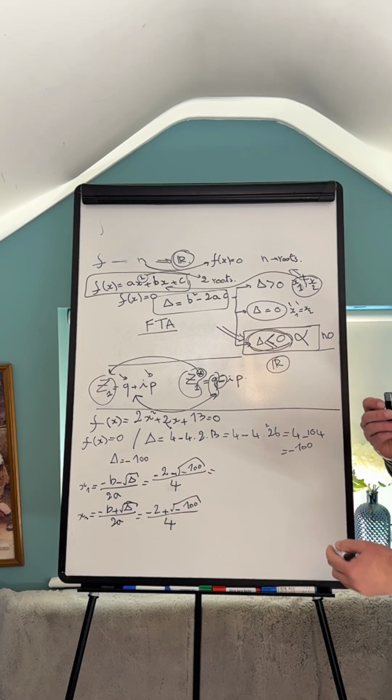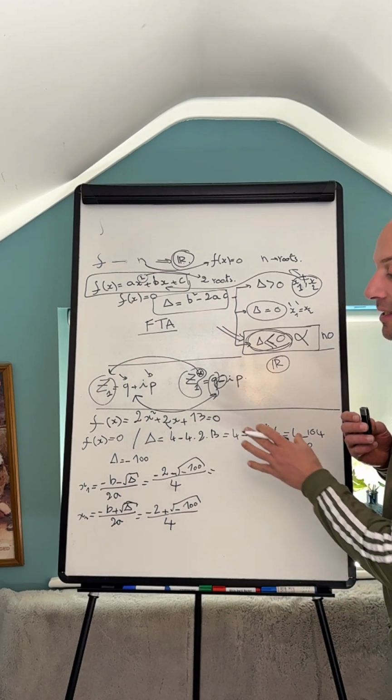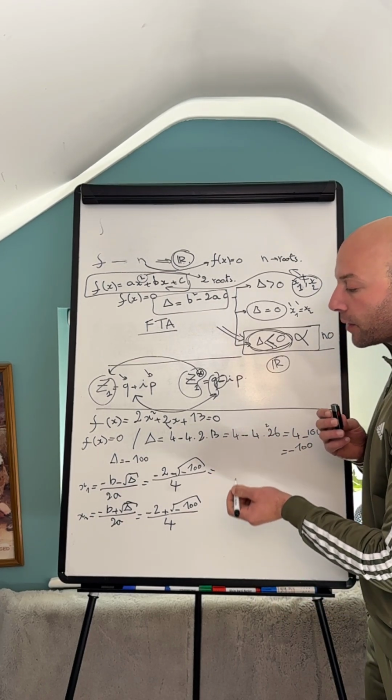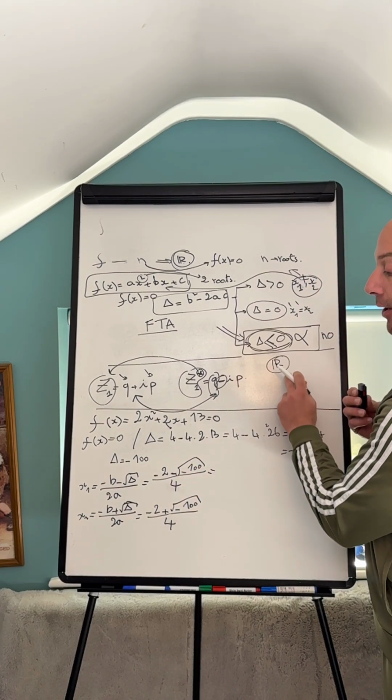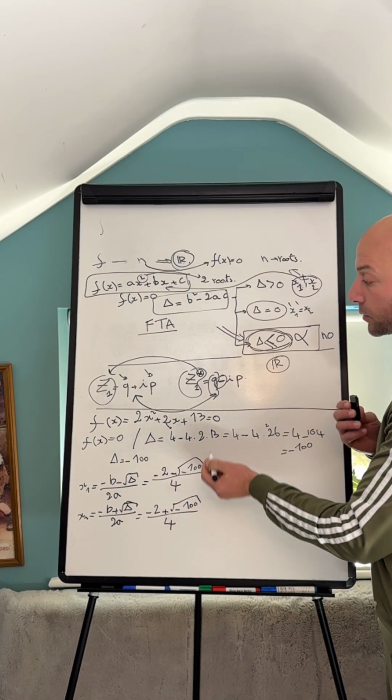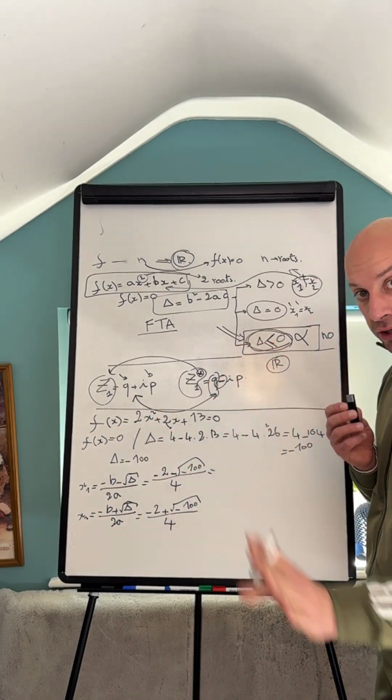In a real number, it's impossible. Why? Because there is no way we can calculate the square root of a negative number in a real number. There is no way we can do that. This is what we said straight away: there are no solutions, no way.